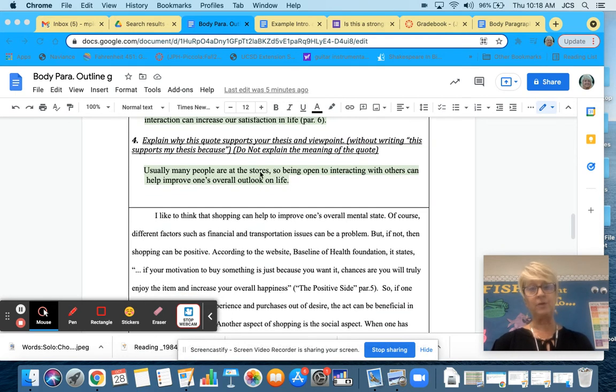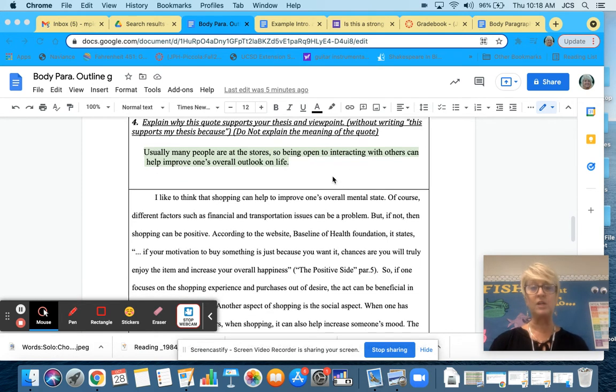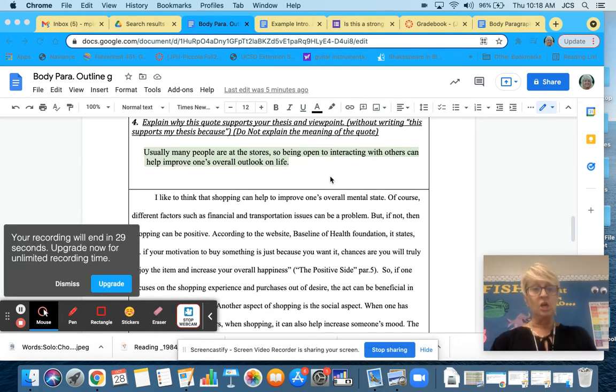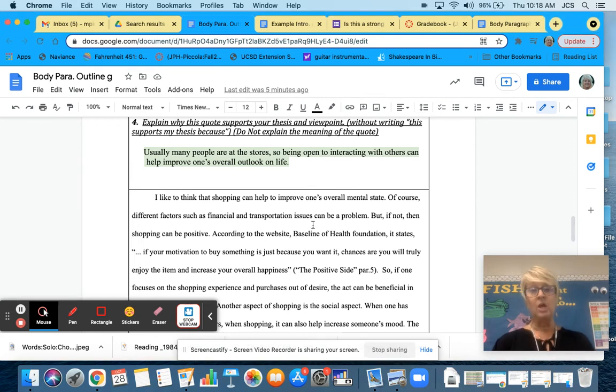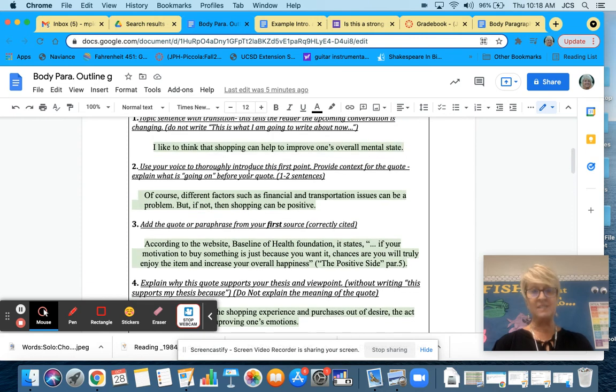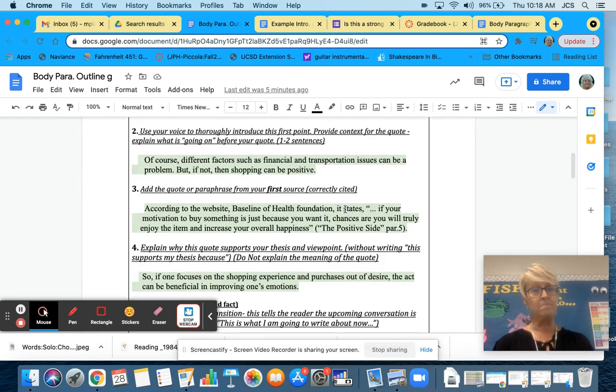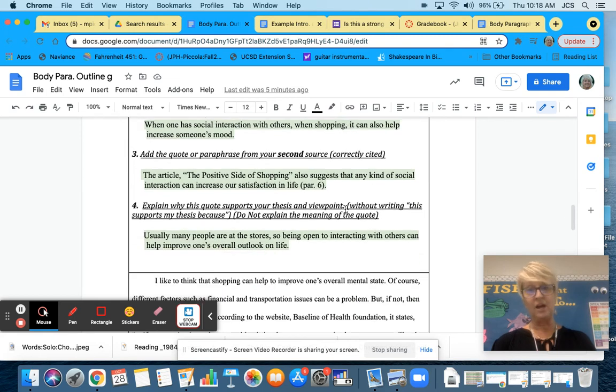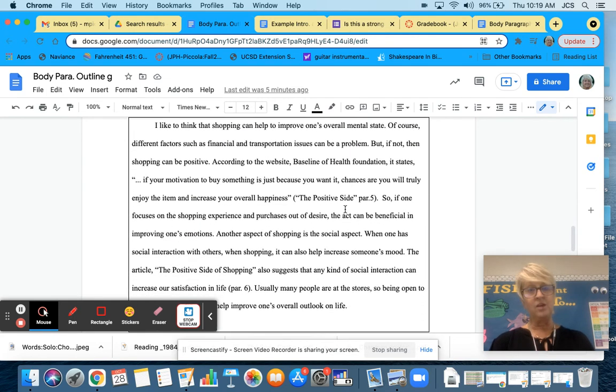Usually, many people are at the stores, so being open to interacting with others can help improve one's overall outlook on life. So now I've completed this outline. So then what I'm going to do is copy and paste all of my sentences, starting at the top one, down in the order of how they were written to have my entire body paragraph at the bottom section.